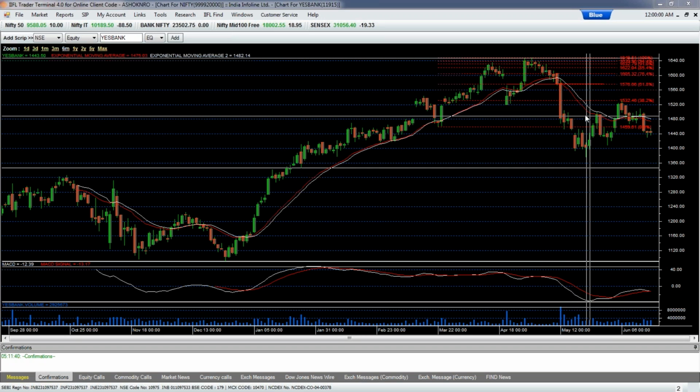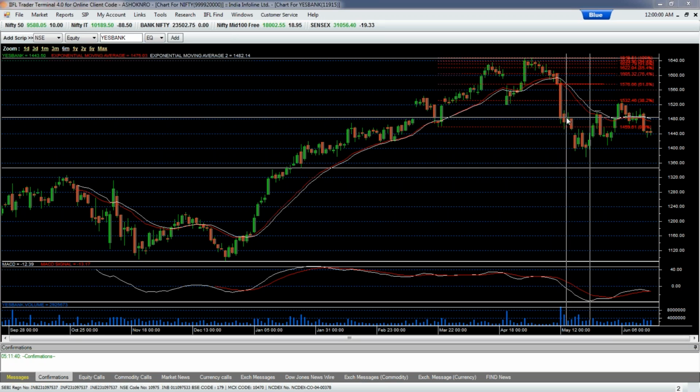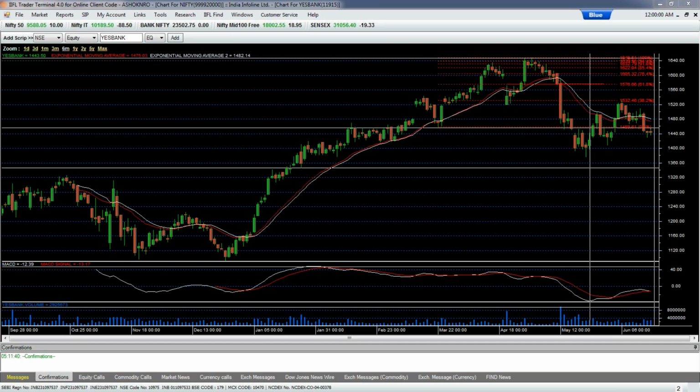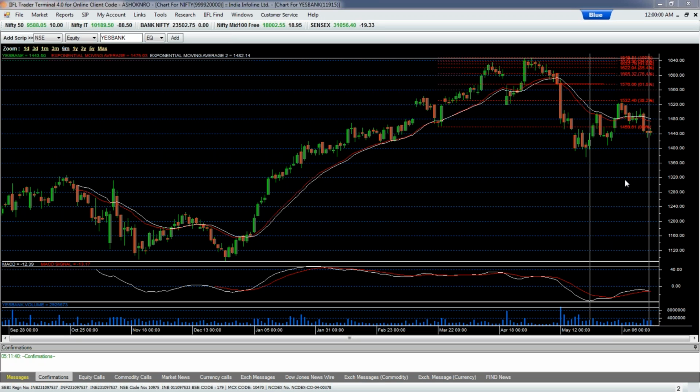So let us say you sold at the start of the day, and the start of the day is around 1500. So 1500 minus 1370 is 130 points. So 117 points is the target we were looking for.